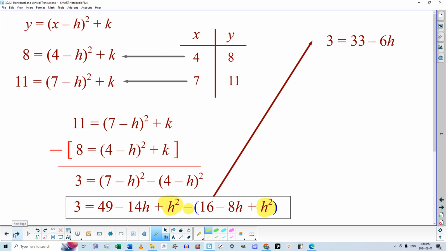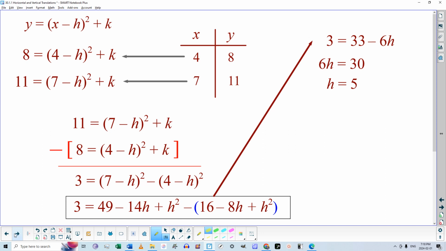That's a piece of cake to solve. Subtract 3 from both sides to get 30 on the right-hand side and move your negative 6h to the other side. You're left with 6h equals 30. Divide both sides of that equation by 6, and you end up with h is equal to 5.